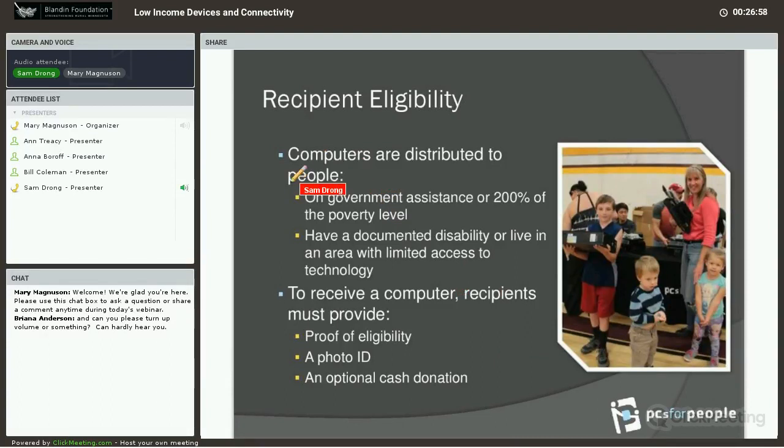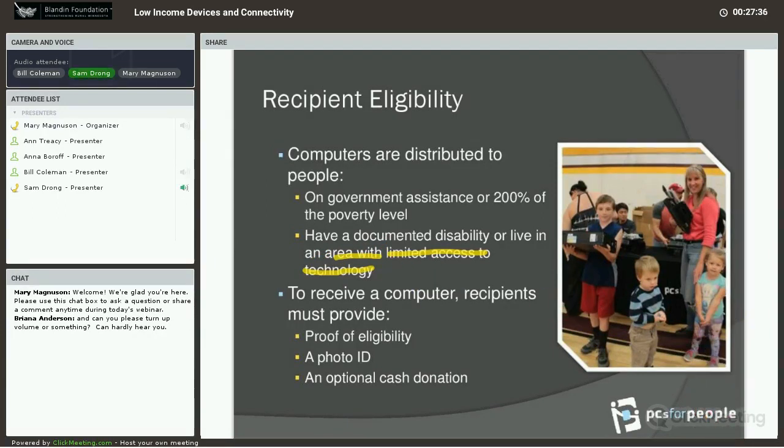One of the things that I kind of covered already, but for those of you that just want to see it: 200% of the federal poverty level is who we distribute computers to, or if they have some sort of documented disability, we're able to help serve them as well. In instances where we're going outside of our office to work in a rural community, we can, if necessary, classify someone or a group of people as limited, living in an area with limited access to technology. We can include that.